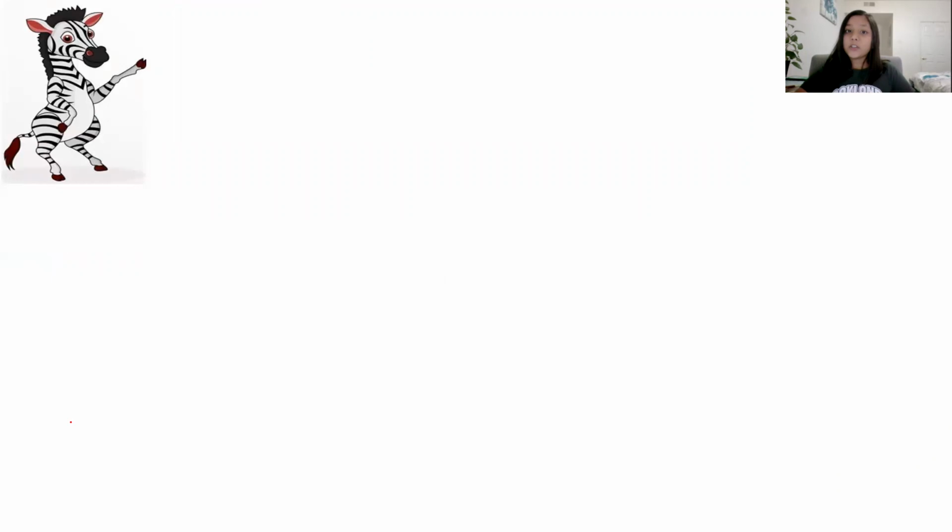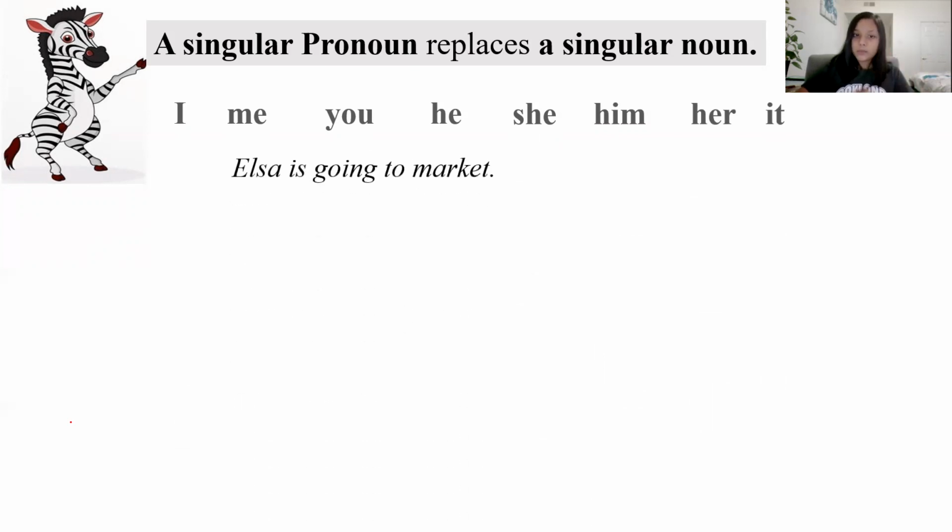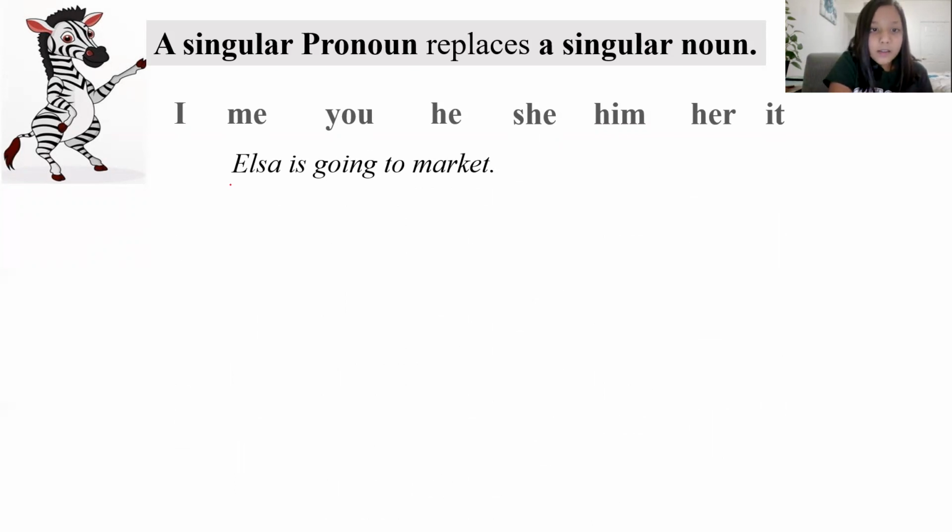Let's move on. All right, here's some rules I want you guys to follow. A singular pronoun replaces a singular noun. So some words that we can use for singular pronouns are I, me, you, he, she, him, her, and it. For example, Elsa is going to the market. So who's going to the market? Elsa. There's only one person going to the market. And if there's one person, that is a singular word.